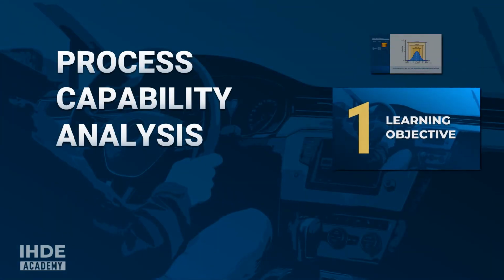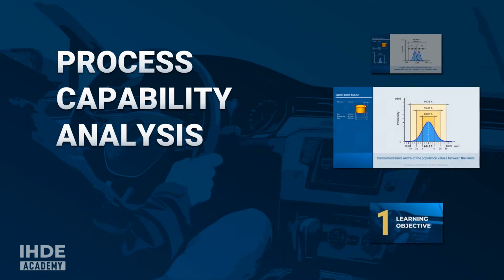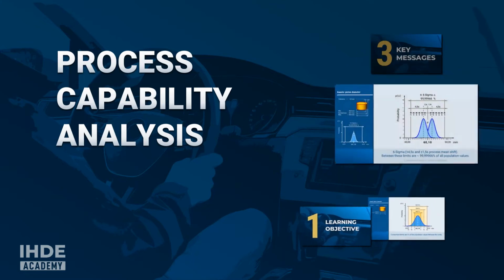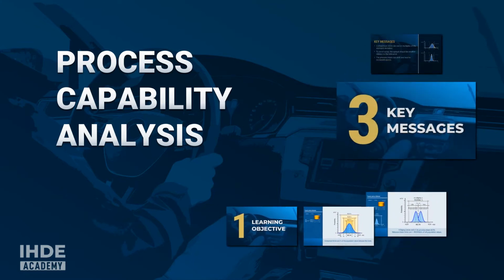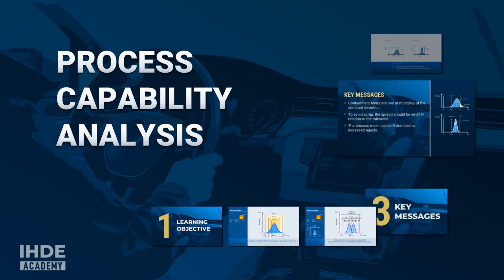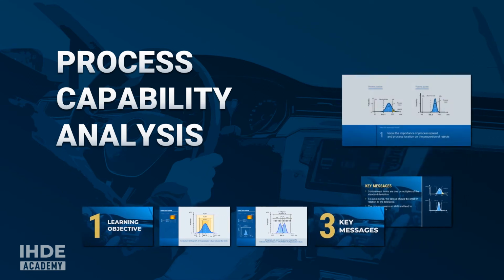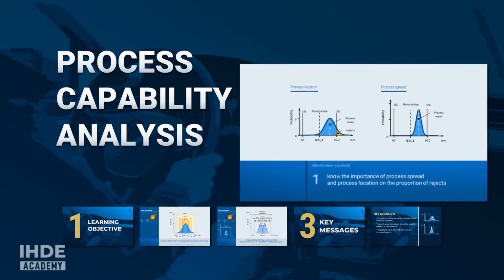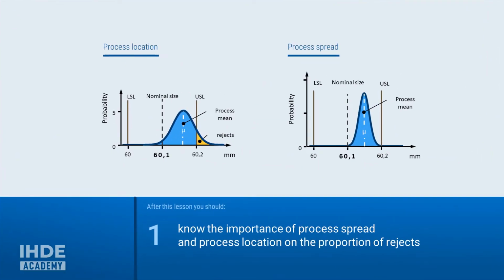In this lesson, we take a closer look at the topic of spread and process location and what influence these can have on the amount of out-of-specification parts. And hello again to this lesson, which has one learning objective. In the end, you should know the importance of process spread and process location on the amount of out-of-specification parts.